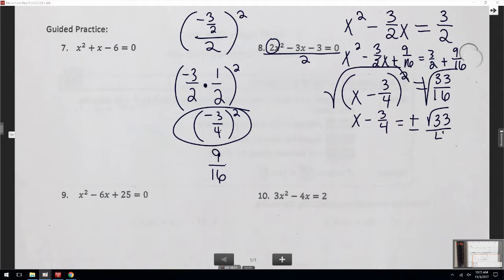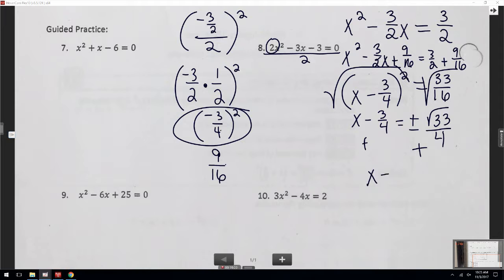And make sure that you don't write the square root over the 4, okay? Make sure the square root is just over the 33. Just the 33. Y'all see what I'm talking about? Like, don't write it like this. See what I mean? All right, so now what would I need to do? So we gotta get x back. So add the 3/4, right? Y'all okay with that? Did I lose anybody?